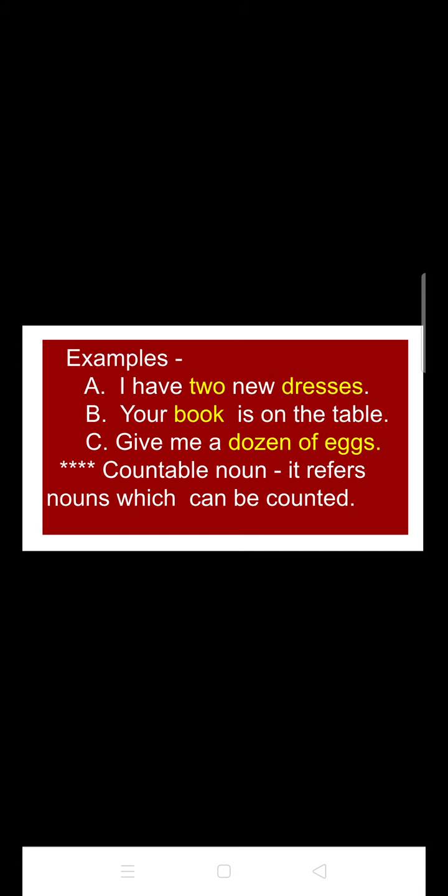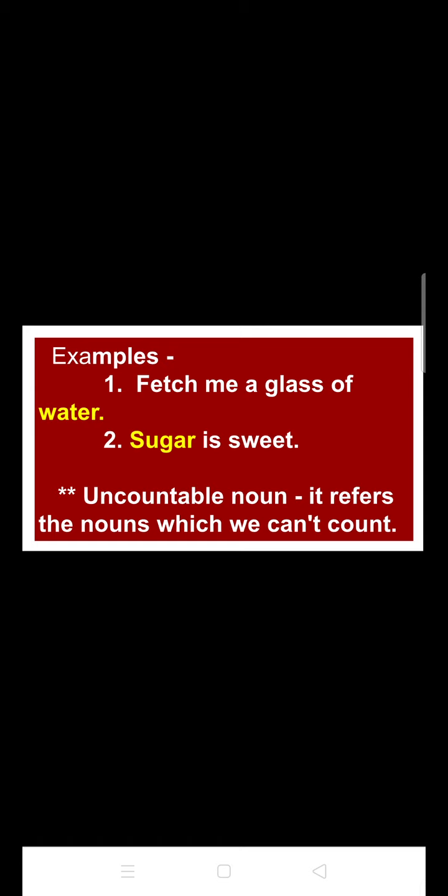Now let's come to the next category, that is uncountable noun. In order to know this, please go through the examples. The first example is, fetch me a glass of water. Number two, sugar is sweet. Here again I have highlighted a few words. In the first example, I have highlighted water. And in the next example, I have highlighted the word sugar.